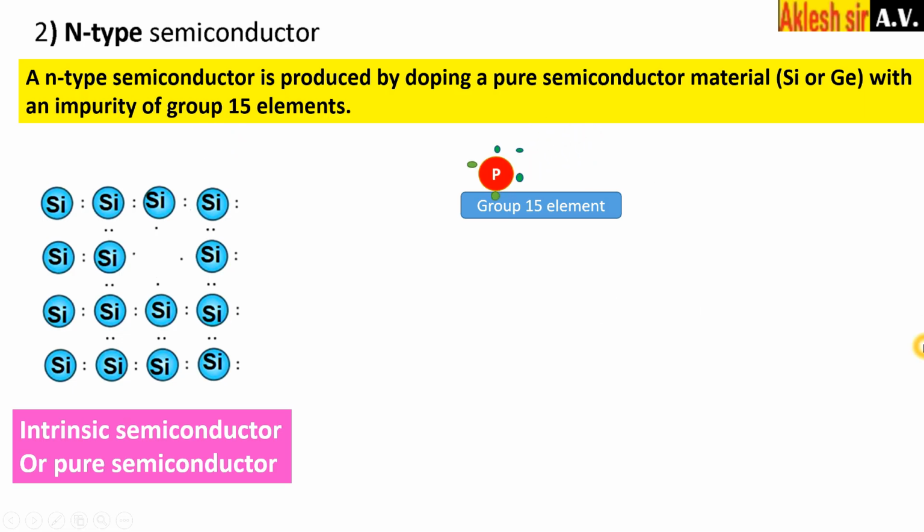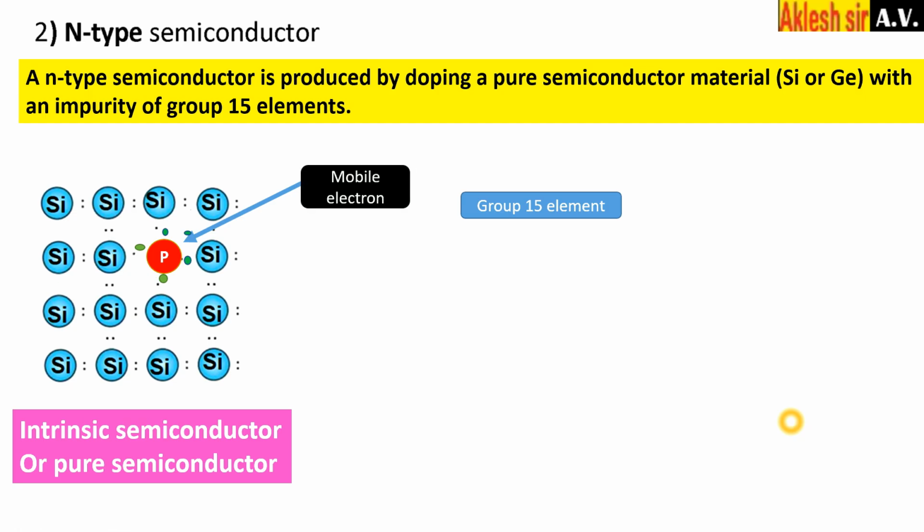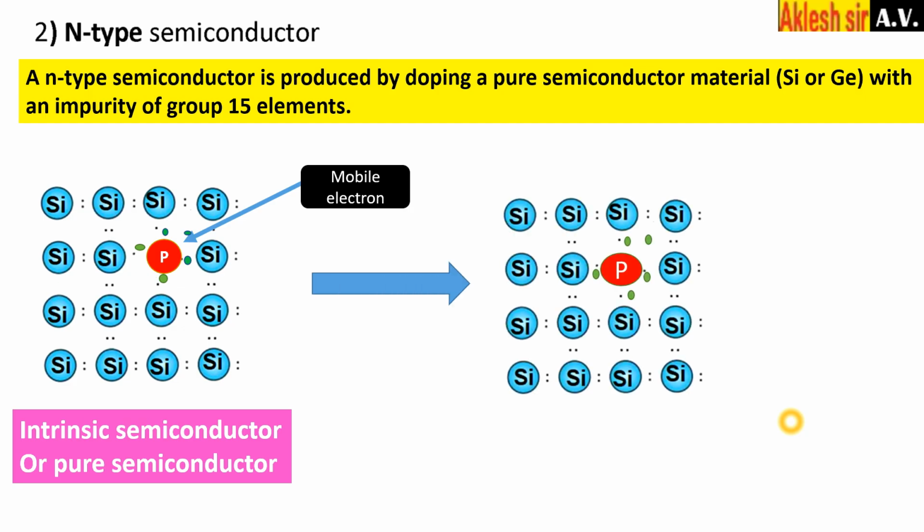So if I add these impurities to the silicon atom, which is an intrinsic semiconductor, out of the 5 electrons, 4 electrons will be shared by the neighboring 4 silicon atoms, and 1 electron will not be shared with any atom, and this electron will be free. These free electrons, these mobile electrons, will go to the conduction band.